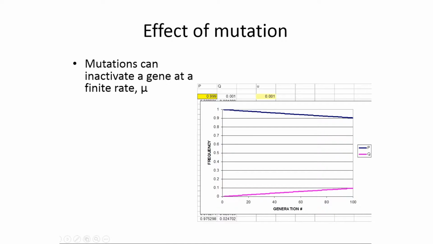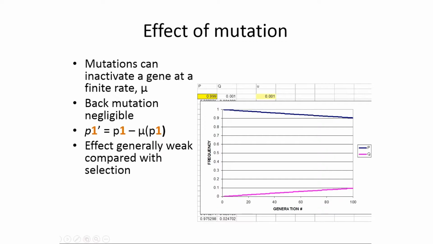So mutations can, in this case we're assuming, activate a gene at a finite rate, mu, which here I've given as 1 in 1,000, but that's very high. And I'm making the assumption that the rate of back mutation to the wild-type condition is negligible, and therefore the change in allele frequency from one generation to the next is equal to the allele frequency in the first generation minus the mutation rate times its frequency.